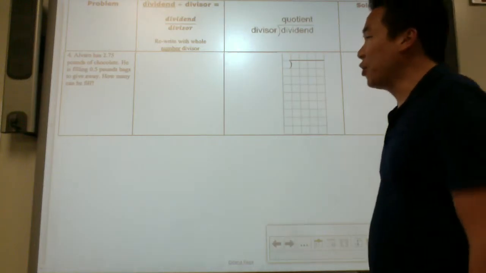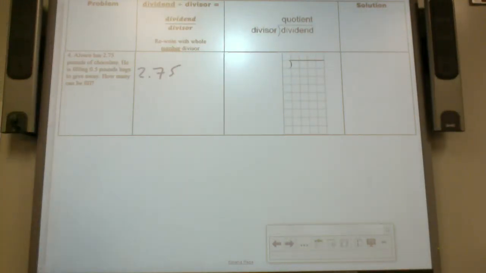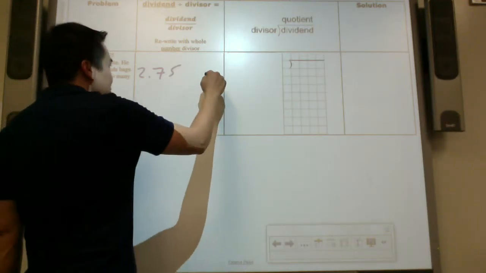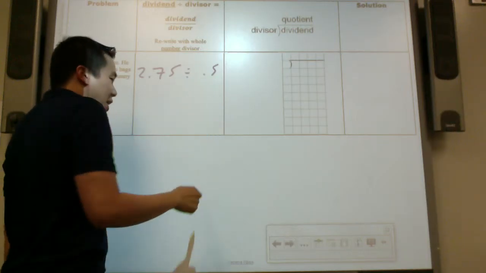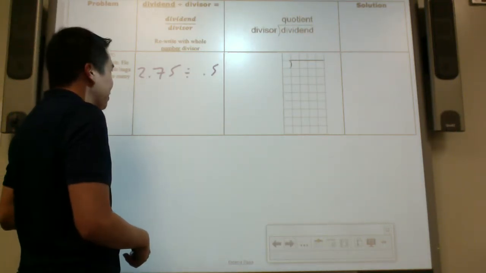Next one. Alvaro has 2.7 pounds of chocolate. He is filling 0.5 pound bags to give away. How many can he fill? So each bag is 0.5 pounds. So how many times can he fill 0.5, 0.5, 0.5, 0.5 until it reaches 2.75 pounds?